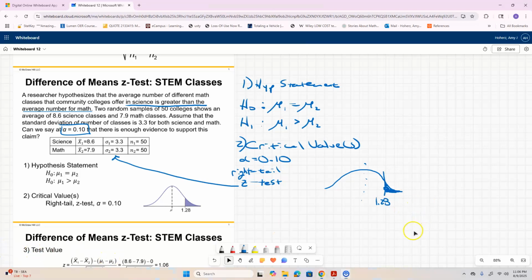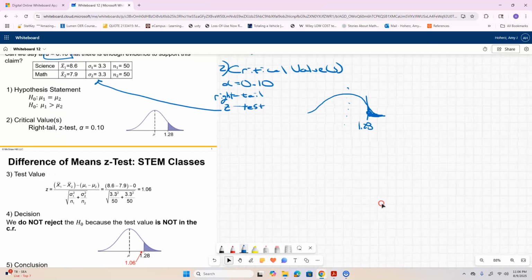So now we're ready for our test value, which is our formula. If you forgive me, I'm not going to write that whole formula down. We'll just refer to it as we put numbers in. So we need the x bar 1 minus the x bar 2. X bar 1 is 8.6. X bar 2 is 7.9.